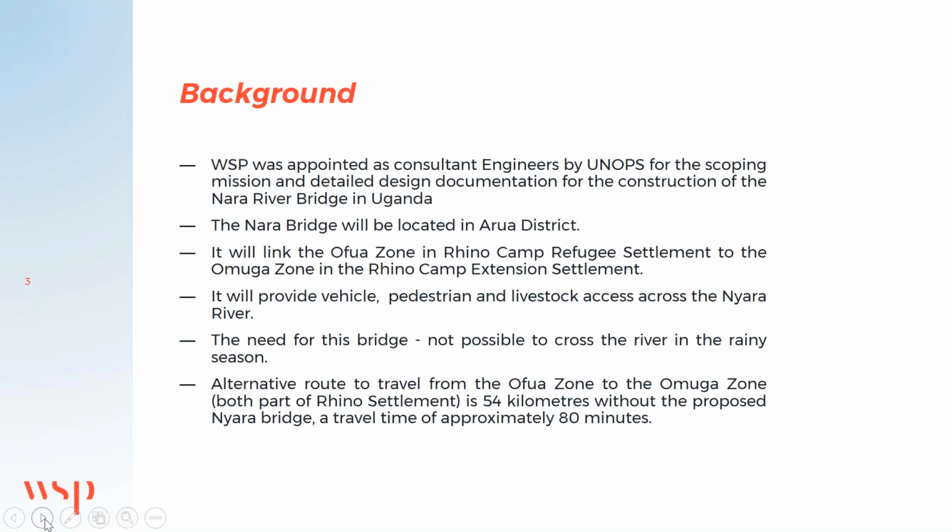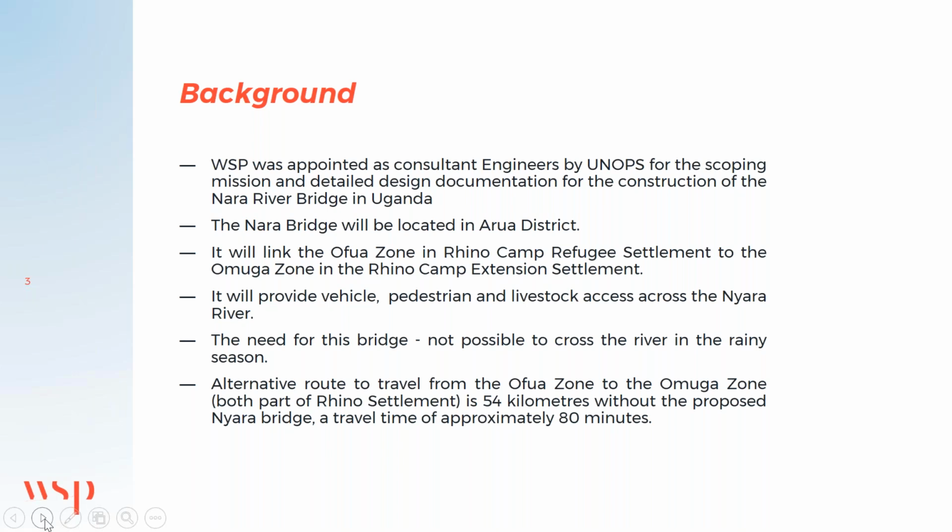A bit of background to this project. So WSP was appointed as consultant engineers by UNOPS for the scoping mission and detailed design documentation for the construction of the Nyara River Bridge. The Nyara River is basically situated in the Arua district in Uganda. This bridge will be linking the Ofua zone and the Omuga zone, and these are both part of the Rhino Camp settlement and the Rhino Camp settlement extension. The population of the Rhino Camp settlement is at an approximated 120,000 people, and these are mostly South Sudanese people.